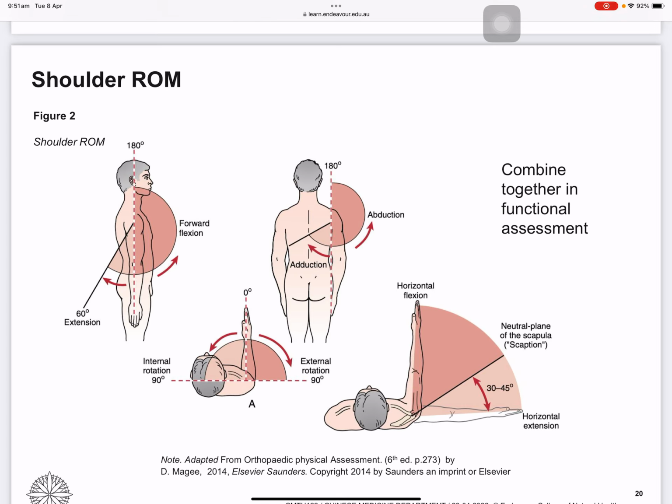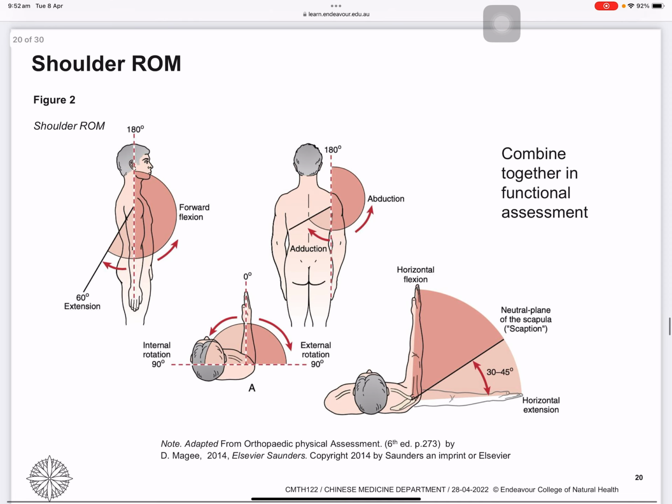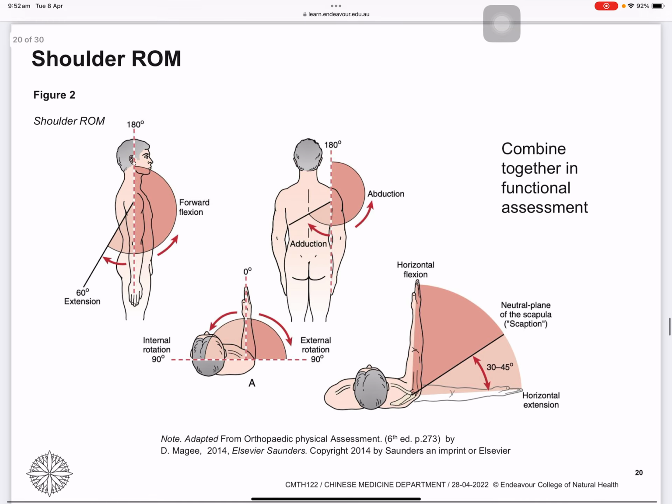This one as well, normally we can do 90 degrees. The rotation, like the stop sign. And the horizontal extension we can have like this, 30 to 45. When we raise up our arm, 30 to 45. This is the range of movement of the shoulder.